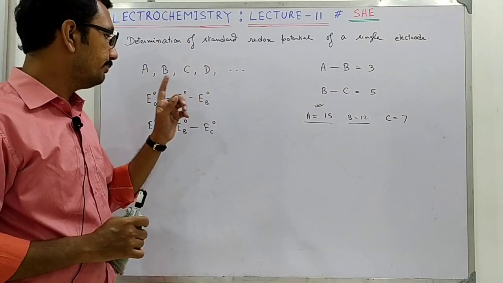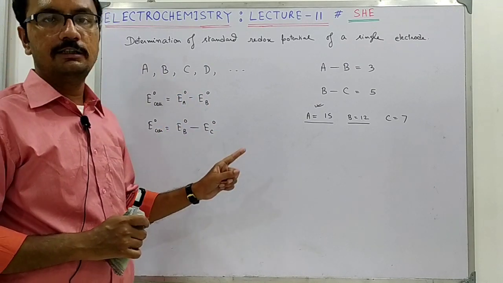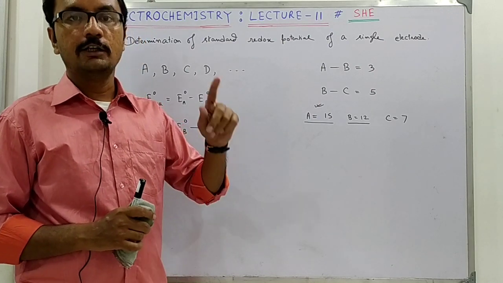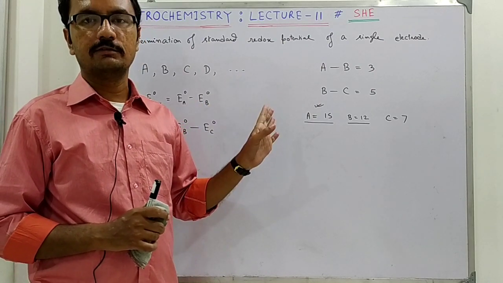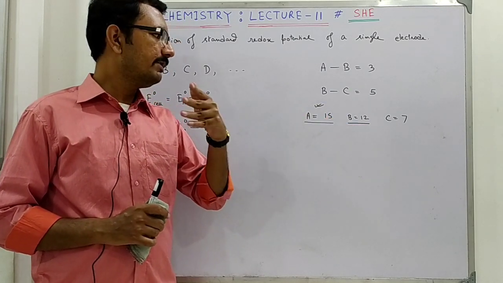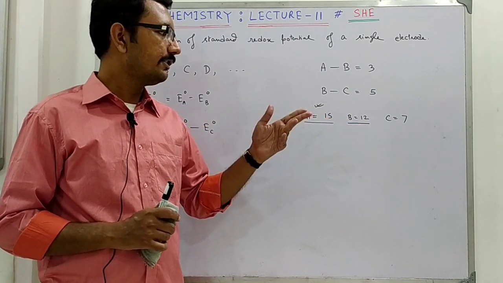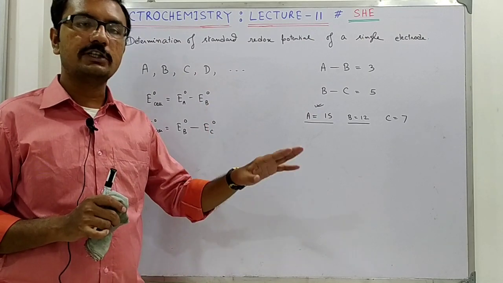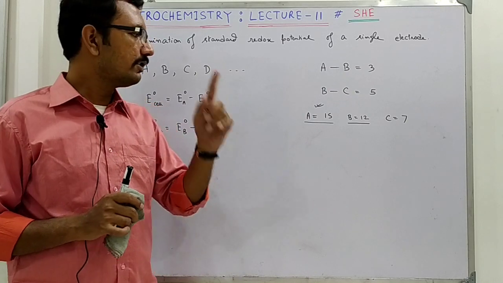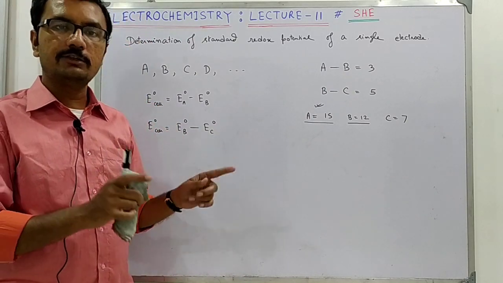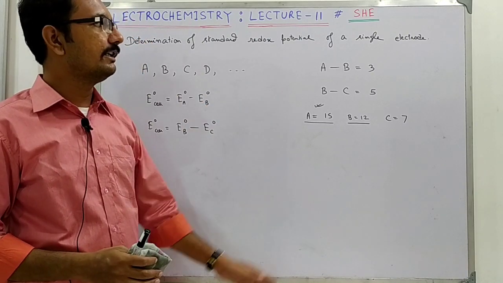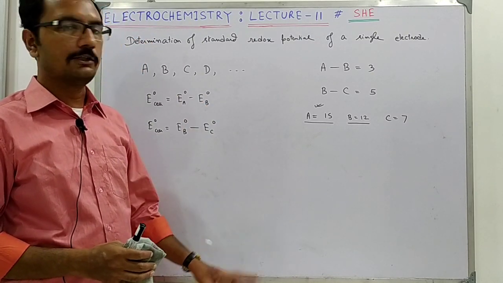So we have to consider arbitrarily the value of the standard electrode potential for any one of the half cells. There are a huge number of half cells. That may be a gas electrode, that may be an amalgam electrode. You have to assign the standard electrode potential an arbitrary value. And if you consider this arbitrary value, you will be able to determine the standard electrode potential of all the single electrodes. So that is the issue.